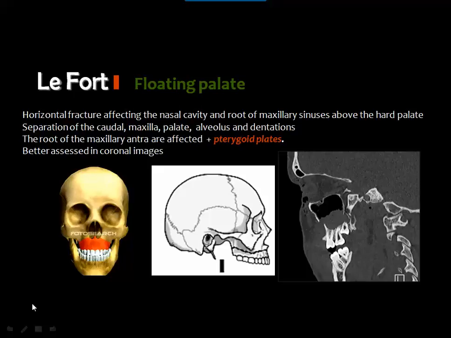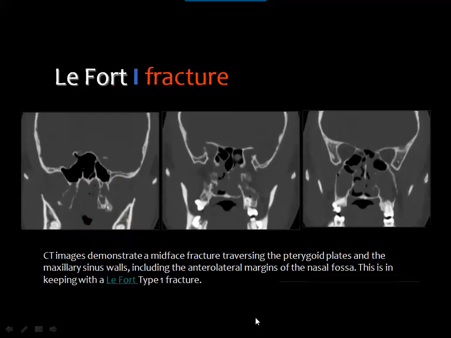Then starting with Lefort type 1, this is known as the floating palate because the fracture line involves the alveolar margin just above the palate, and the fracture will proceed from anterior to posterior until it hits the pterygoid blades. Then this is the sagittal image, which is good for delineation of this fracture, which is passing above the alveolar margin into the root of the maxillary sinus, reaching posteriorly the pterygoid blades, which are disrupted, and you get some hemorrhage inside the antrum.